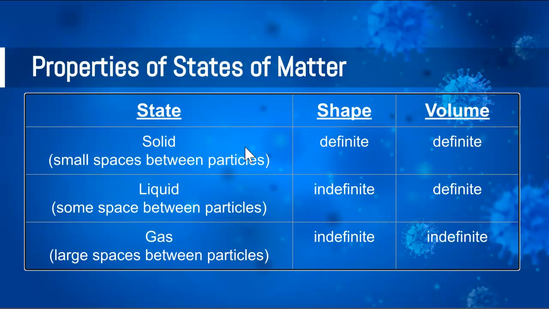All right, so large spaces in between the particles, so something like air. If I were to pour a gas like air from one container into another, it's going to take the shape of the container. But not only is it going to take the shape, it's actually going to spread out and fill the container. So it will actually change its volume depending on the container it's in.